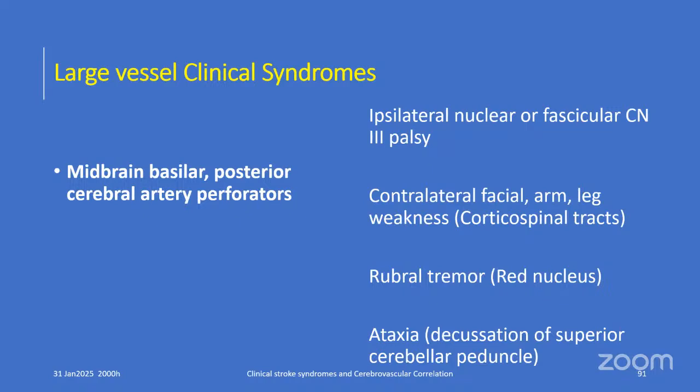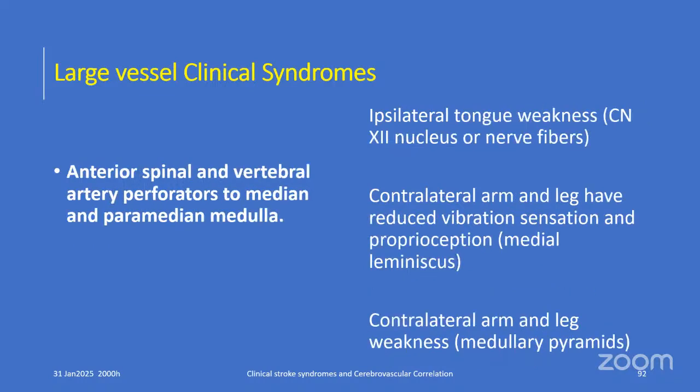So the midbrain also has the ipsilateral nucleus of the third nerve palsy, that is called Weber syndrome. On one side you have Weber syndrome, that is third nerve palsy with contralateral hemiparesis, that is called crossed hemiplegia, contralateral facial, arm and leg weakness. And if the red nucleus is involved, there is a rubral tremor, proximal tremor of the limb, and also ataxia because there is decussation of the superior cerebellar peduncle.